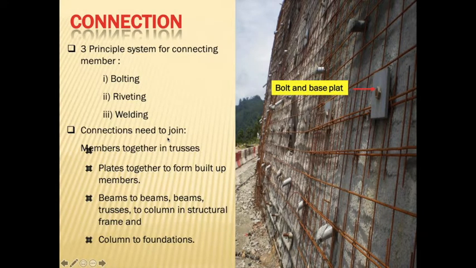So these connections need to join members together in trusses, plates together to form built-up members, beam to beam, beam to trusses, and also beam to column in a structural frame, and also column to foundations. So when we talk about connections, we are going to connect between members. This is one example, where we have the bolt and also the base plate. This connection is using steel material.